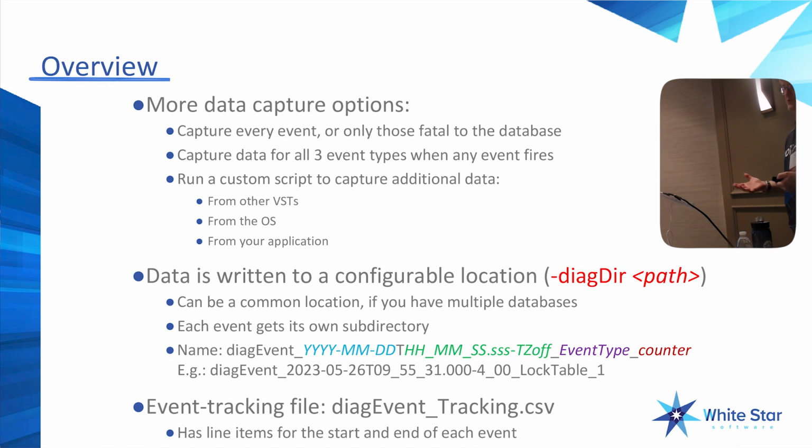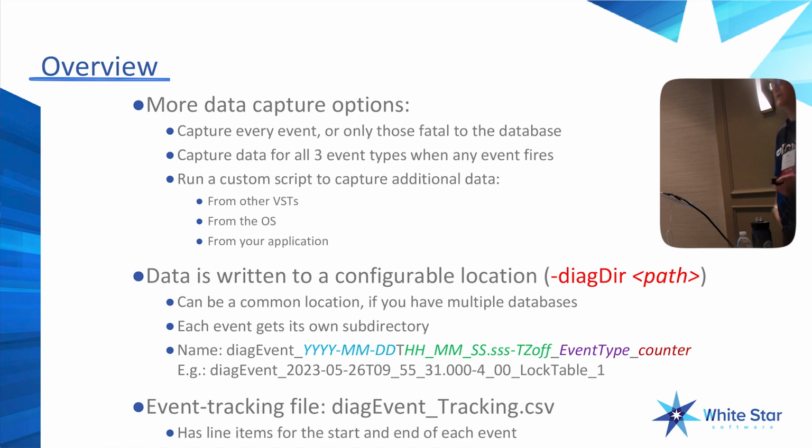data that's being captured. So if there are VSTs you'd really like to see data from, like _connect or something else, and it's not captured, you can have your own 4GL query that runs from a script and capture that data. You could also have that script capture data from the OS, like the process list or the available disk space or whatever you can think of, and it could capture data from your application as well.